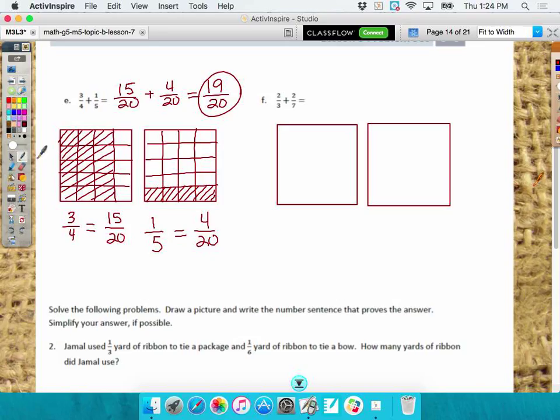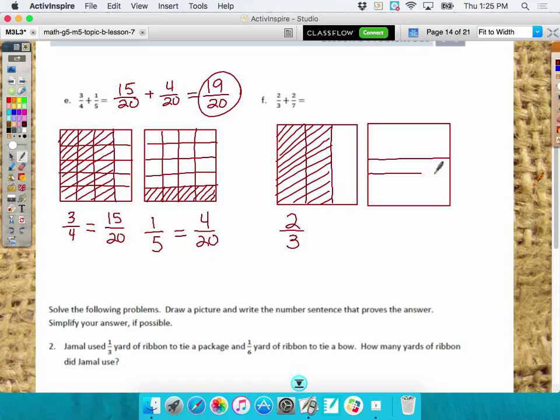Griffin, you haven't helped me yet. How many equal parts do I need in the first area model? 3. Right. How many are shaded? 2. Okay. So 2/3. And then the next one, Christian, how many equal parts do I need? 6 lines, 7 equal parts. How many are shaded? 2. Okay.